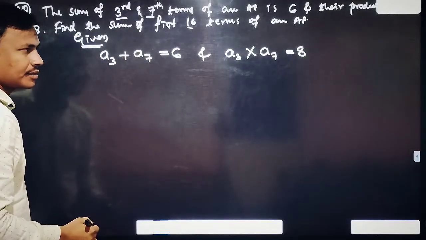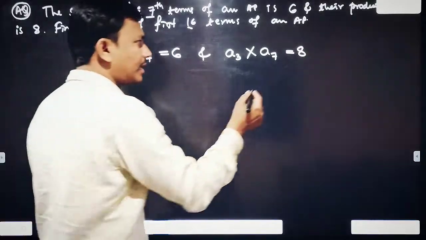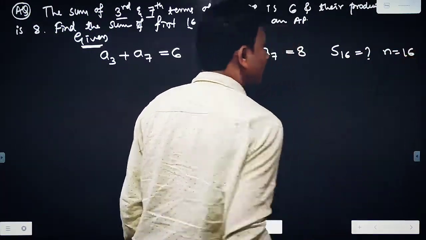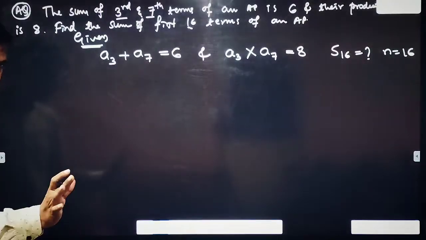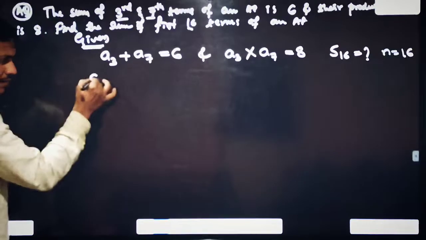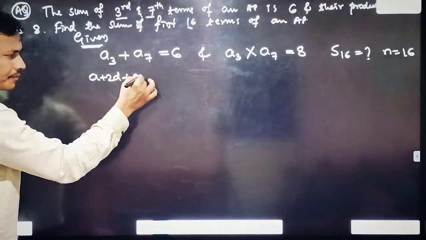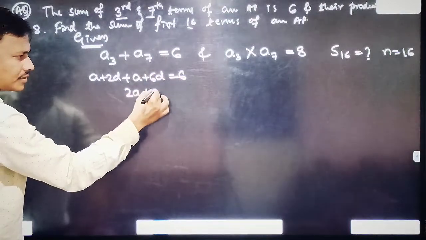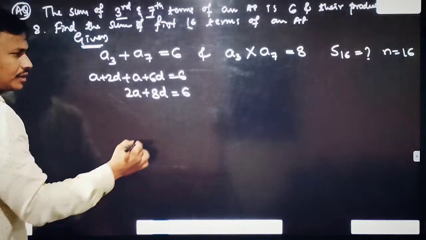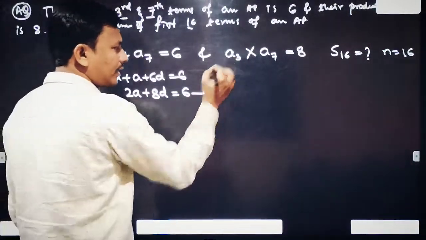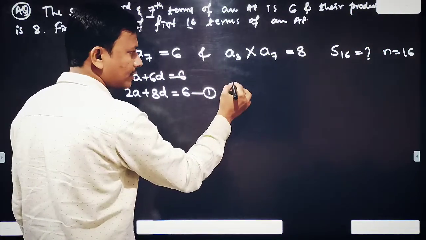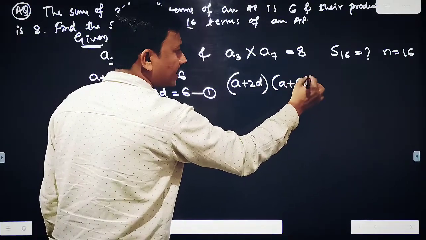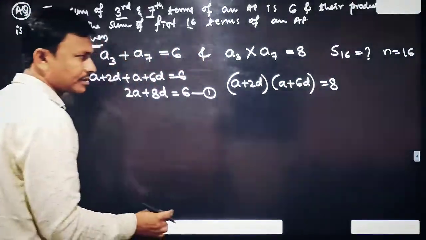What we need to find out? Sum of 16 terms, that is S16 is equal to question mark. N is equal to 16. A3 can be split as A plus 2D. A7 is A plus 6D. So A plus 2D plus A plus 6D is equal to 6, equation number 1. And A plus 2D into A plus 6D is equal to 8.